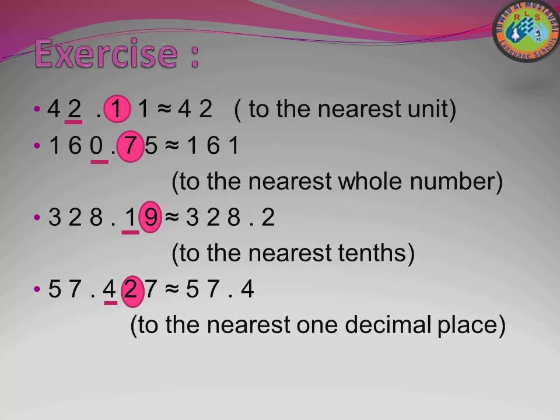The last example, 57 and 427 thousandths. Let's approximate it to the nearest one decimal place, which means to the nearest tenths, which means to the nearest 0.1. Underline tenths and circle the digit before. It's a poor number, so I will cancel all the digits to the right of the tenths and write the whole number as it is. So it's approximately equal 57 and 4 tenths.